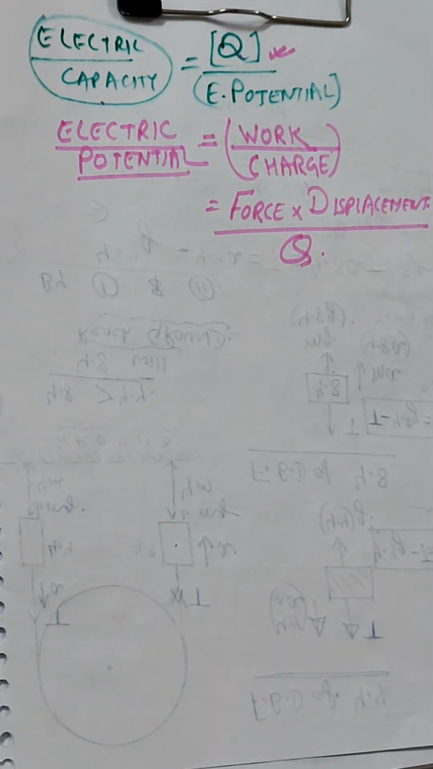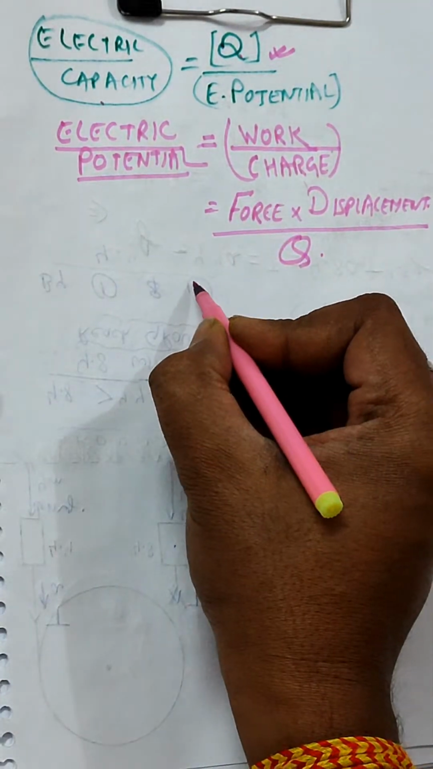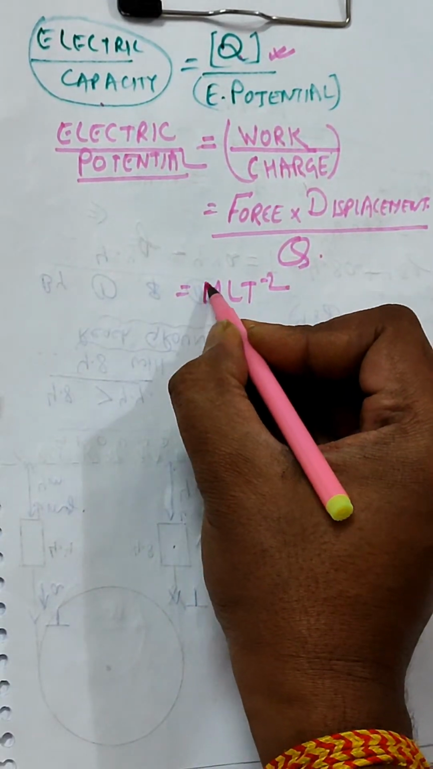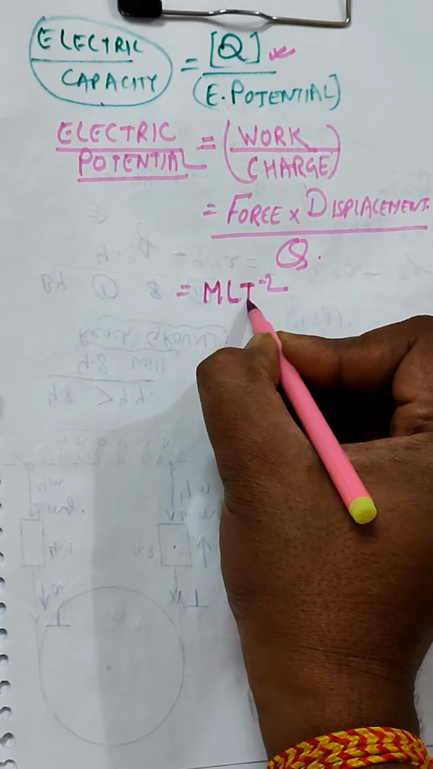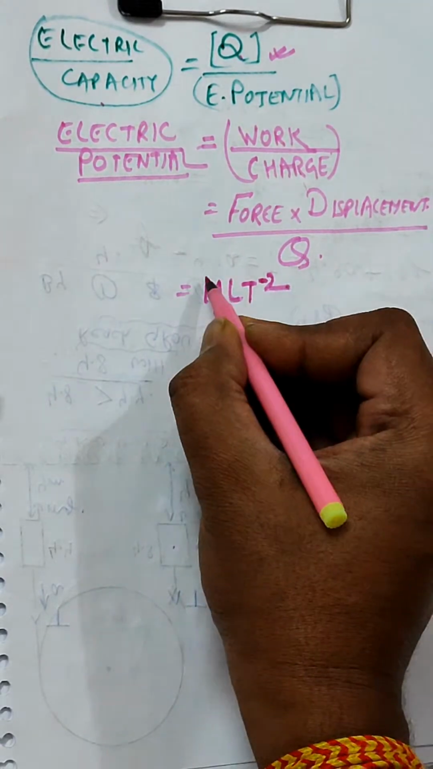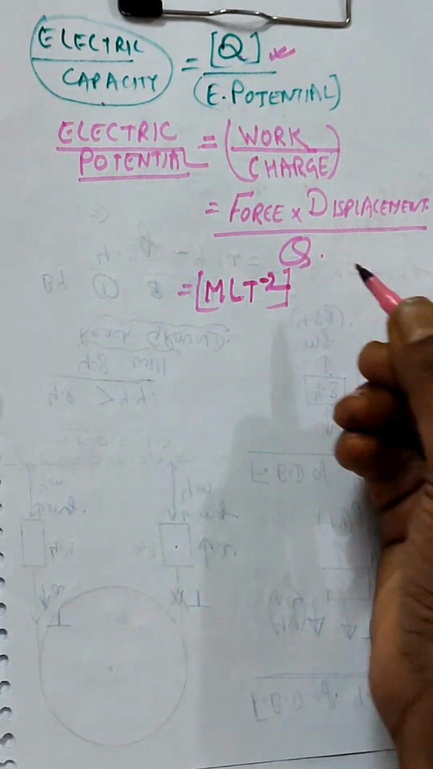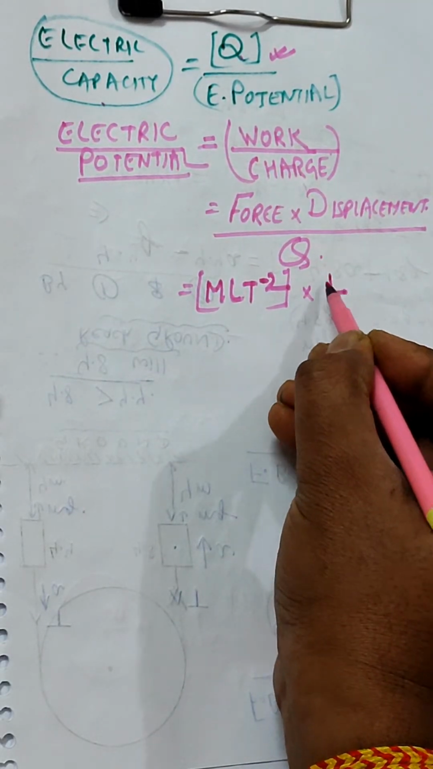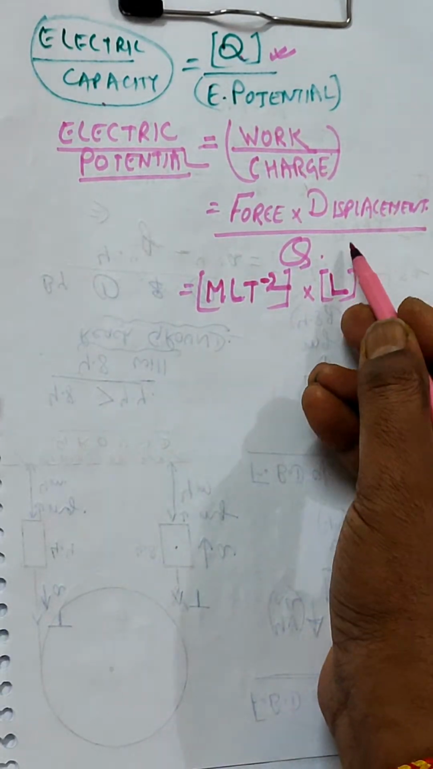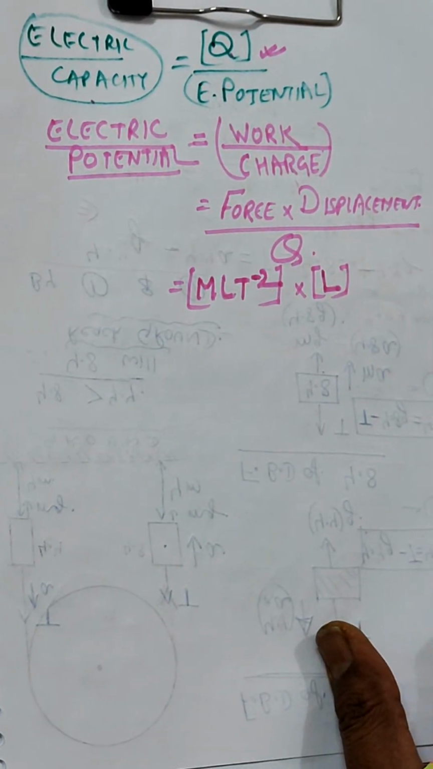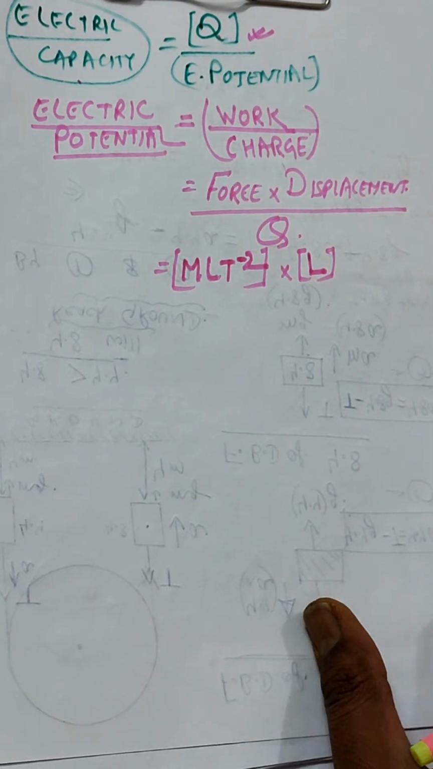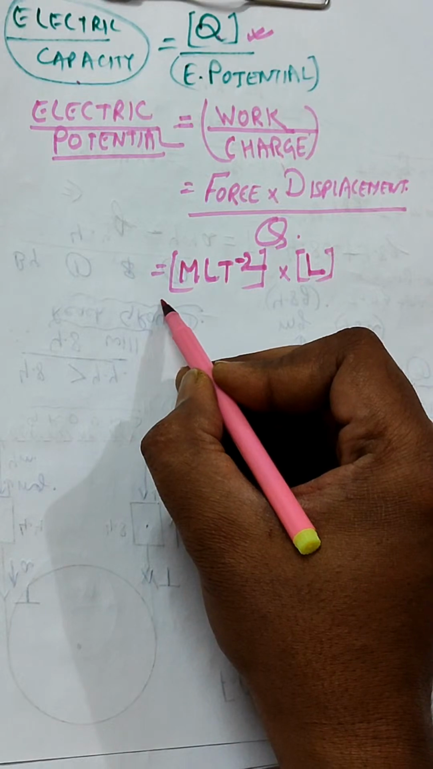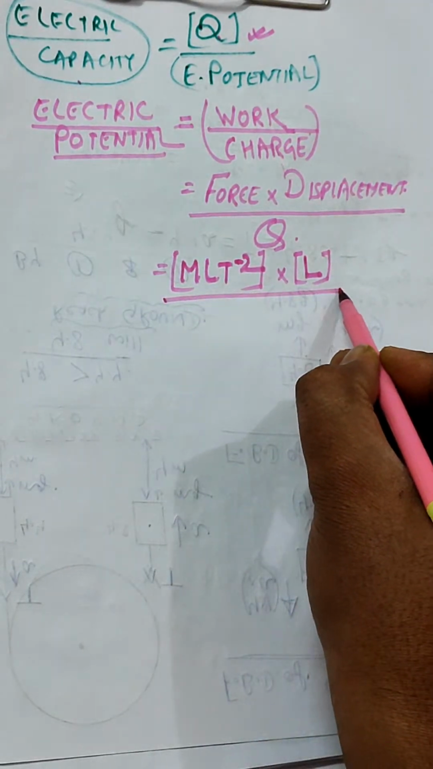Now, for force, the dimension will be MLT minus 2, which we have shown earlier how to derive. So the force dimension is already derived. Just write it here, into displacement. The dimension of displacement will be L, because distance and displacement both have the same dimension of L, divided by Q.